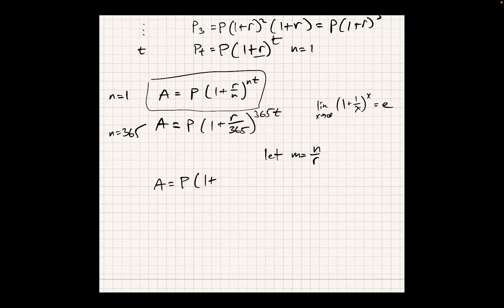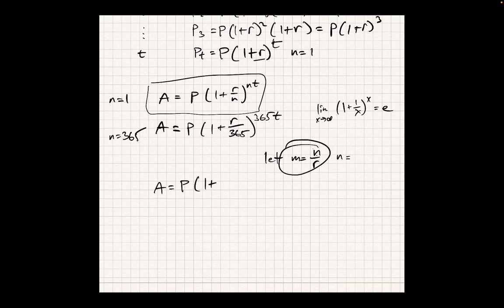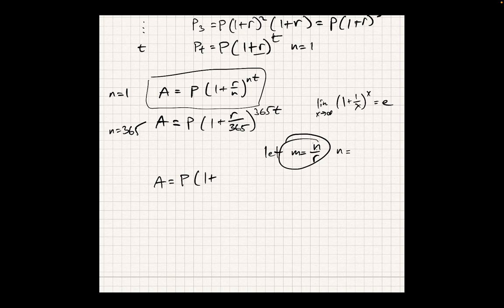N. To make it easier, I'm going to say what n should be. So let me substitute in for n. What is n? 365. No, 1. No. I'm introducing a variable to help me rearrange my formula. If m equals n over r, what's n? RM. Right. So what's this term now, Sydney?